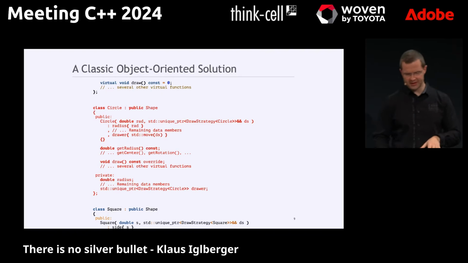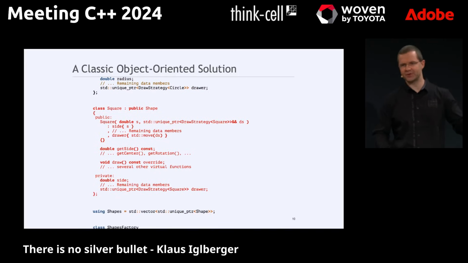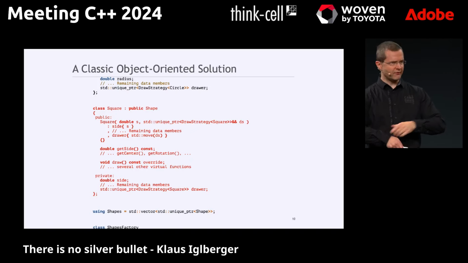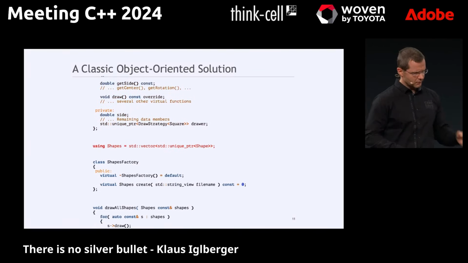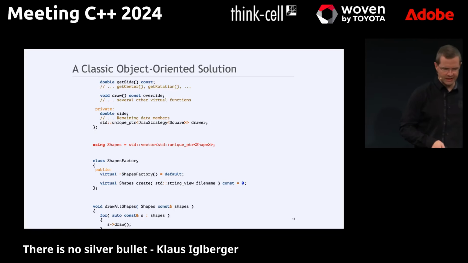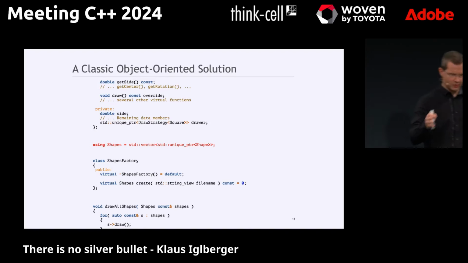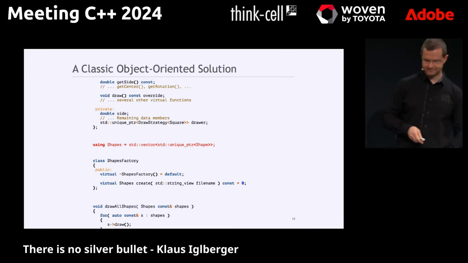Okay, so that circle does not feel so lonely. There's also square, but it's pretty much doing the same thing. Square also takes a draw strategy, now one for square, stores it, and whenever somebody calls draw, it just calls draw. Good. So now that we have potentially many more shapes, we want to have a lot of them. Therefore, we would at least have a vector of shape pointers. Well, that's what we usually do, right? So we have a vector of unique pointers to shape. Because this is quite a mouthful, we just abbreviate this, call it shapes.